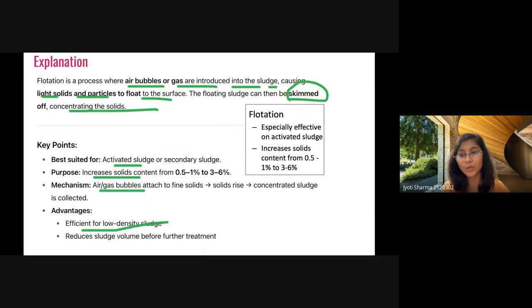And as I told you, primary treatment gives you the higher specific gravity sludge in comparison to the secondary one, right? So this flotation is effective for the secondary sludge. So that's how it was not the gravity thickening, but the answer is flotation. I think this is clear.